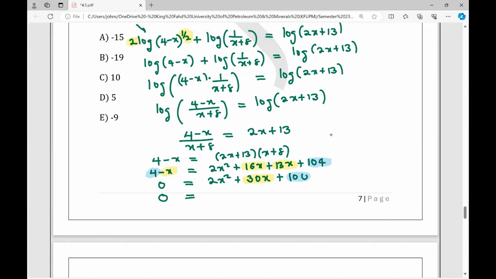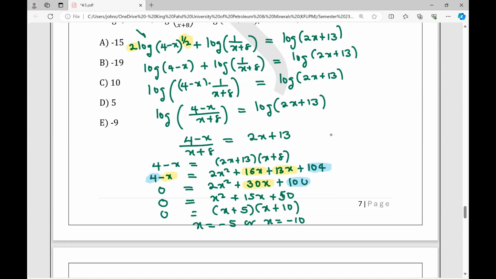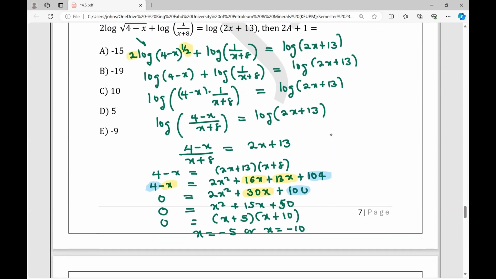So now we can divide both sides by 2. So this becomes x squared plus 15x plus 50, you divide both sides by 2. Right? And this factors as x plus 5 and x plus 10. So we can see that x is equal to minus 5 or x is equal to minus 10. But you have to look at it and see which one we can reject.